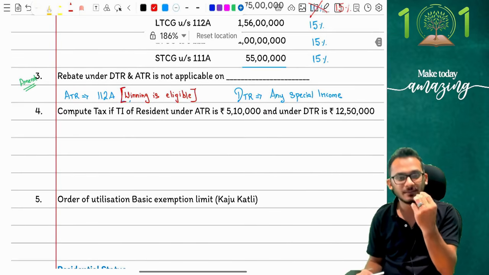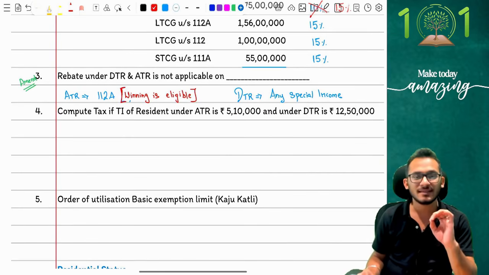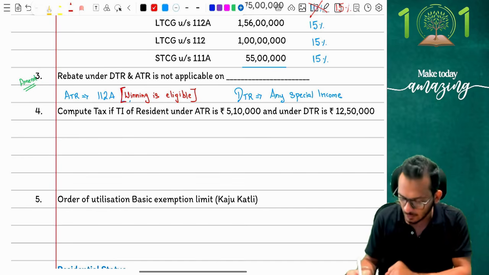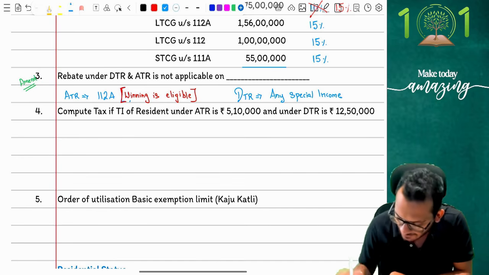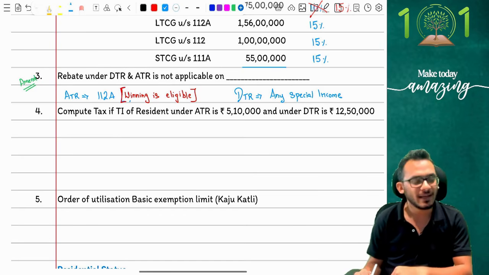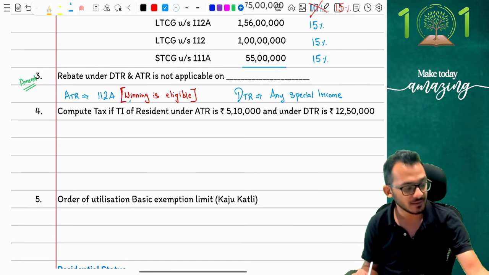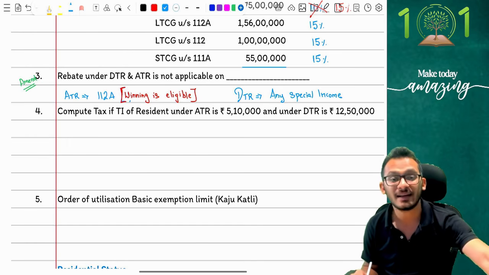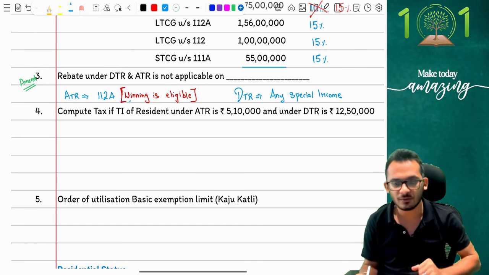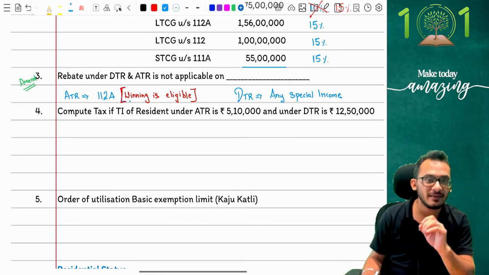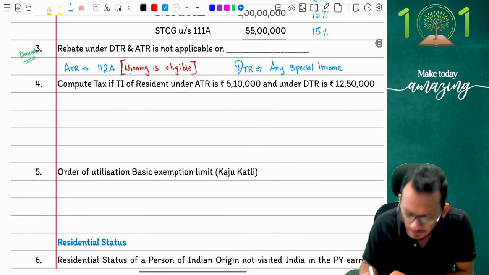I am looking at question number 4, a fun question from my side. The question wants you to compute tax if the total income under ATR scheme is 5 lakh 10 thousand and under DTR scheme is 12 lakh 50 thousand. So the question requirement is that under ATR I am at 5 lakh 10,000 rupees. With my income at 5 lakh 10,000 rupees, how do I calculate my tax?